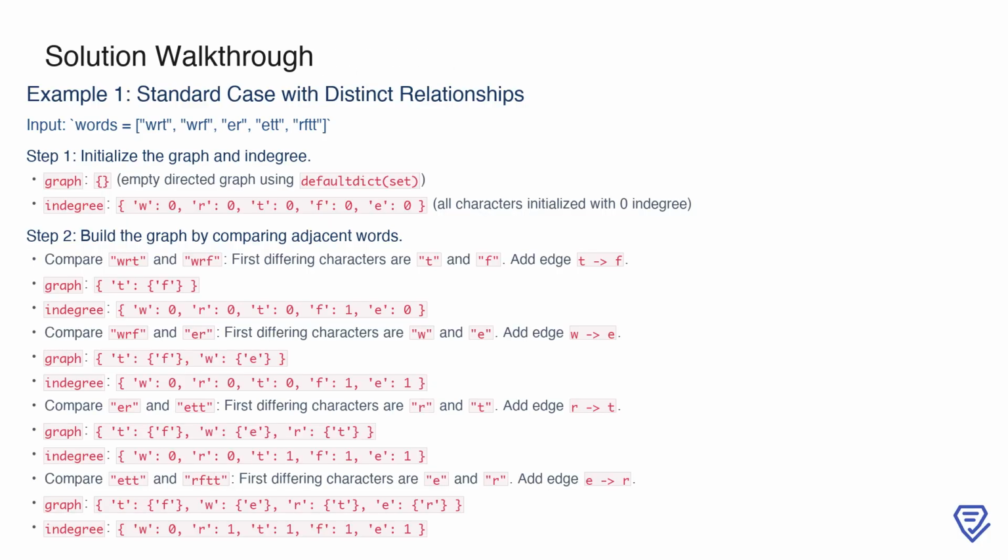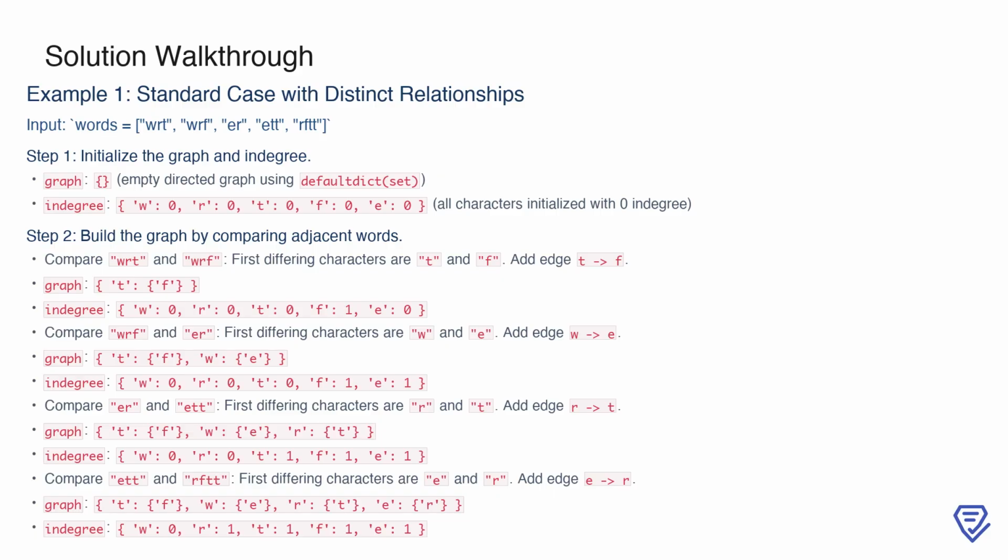To solve this problem, we start by initializing two structures, a graph to represent character dependencies and an in-degree dictionary to track how many edges point to each character. Initially, the graph is empty, and all characters in the given words have an in-degree of 0. Next, we build the graph by comparing adjacent words to determine the order of characters.